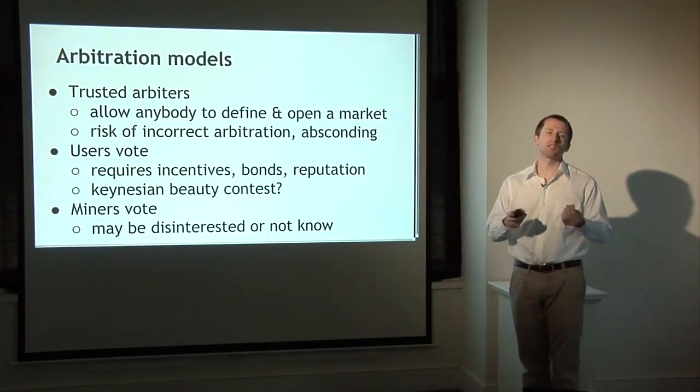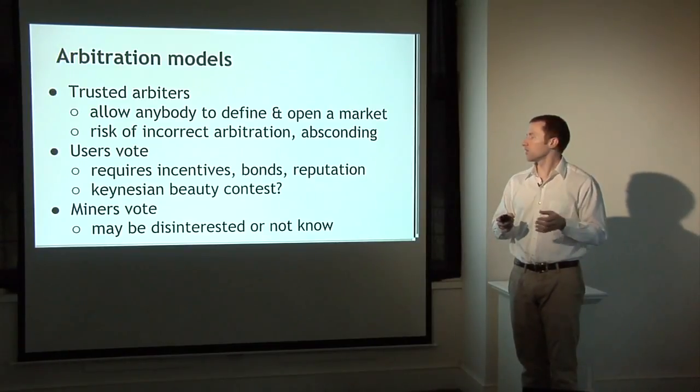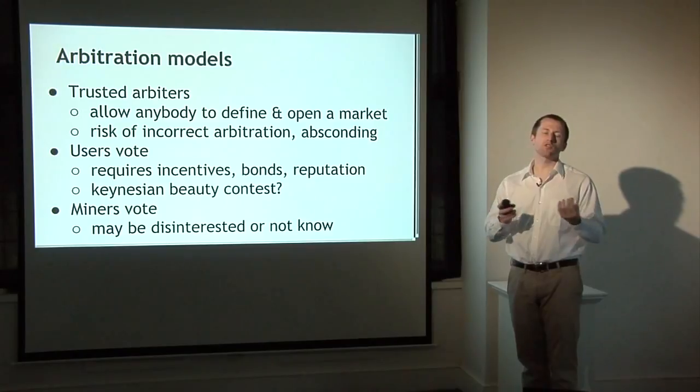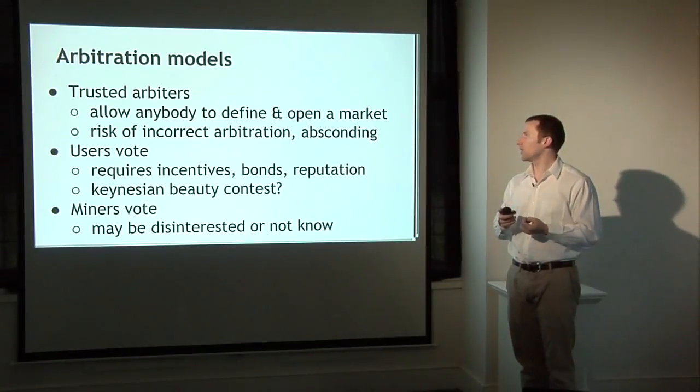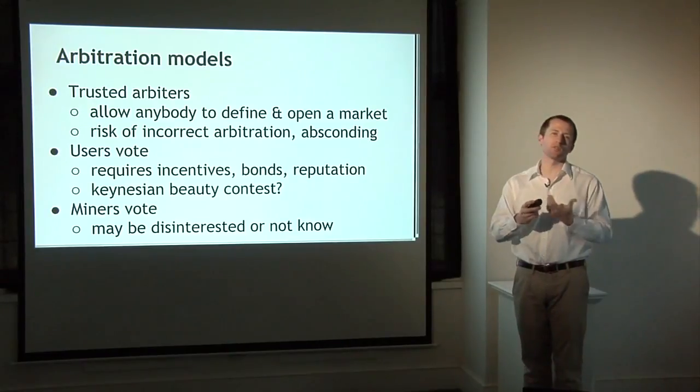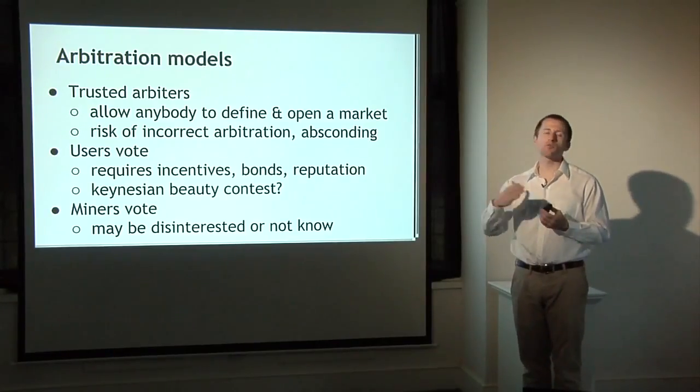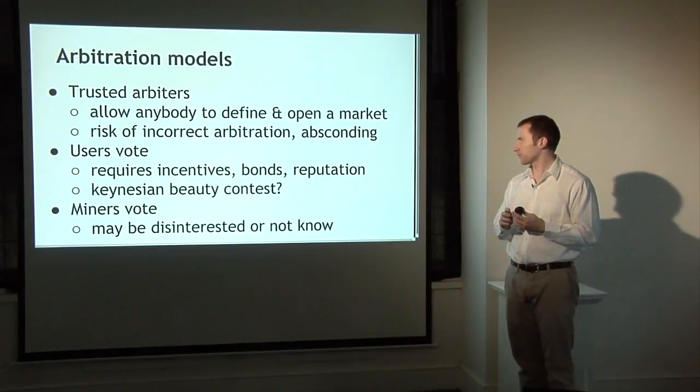So could we have a more decentralized arbitration model? This is a little bit tricky, but there's a few ideas here. One is to have all of the users, all of the people who hold shares in the market, vote on who won. And the idea wouldn't be really to vote as if there was a lot of uncertainty, but just that everybody would vote in what happened in reality.